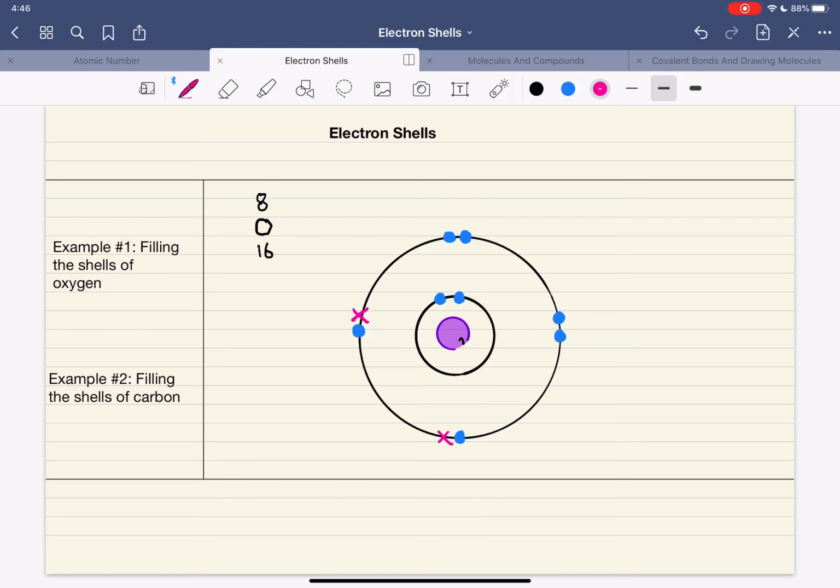So first I want to define a new term. And that term is valence. Specifically, valence shell. And the definition of that term, it is the outermost shell of an atom.